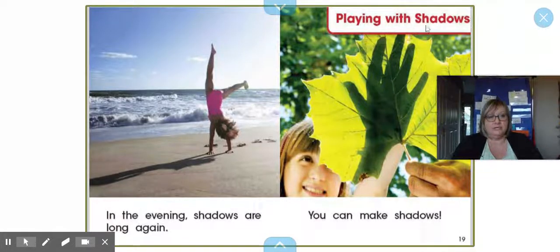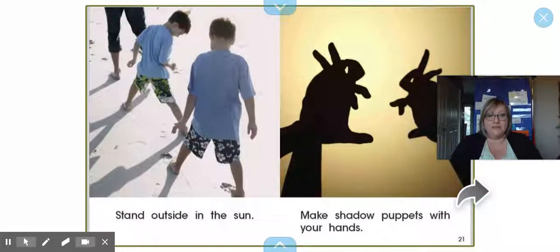Playing with shadows. That's my new heading. You can make shadows. I want you to think about, have you ever made a shadow? Have you ever seen a shadow at your house? I bet you have. Stand outside in the sun. Make shadow puppets with your hands. Think about why your hands can make a shadow. Think about the words that we learned. Are they opaque? Are they translucent? Are they transparent? Okay. Think about that. Look at your hand.